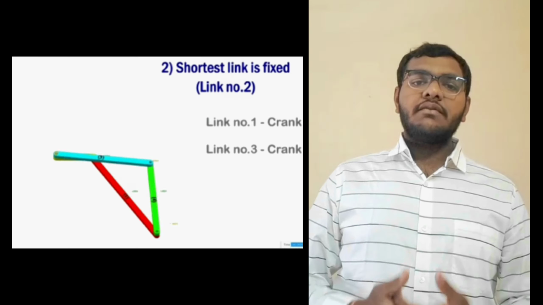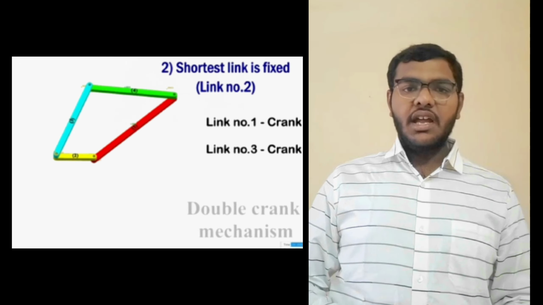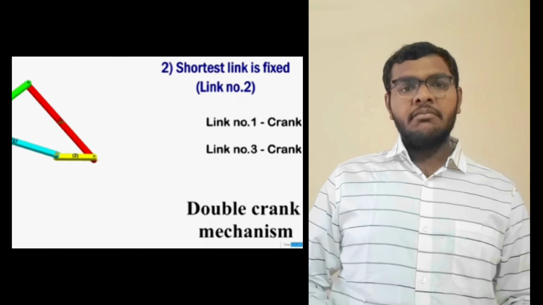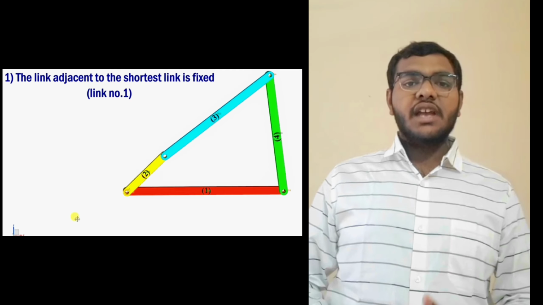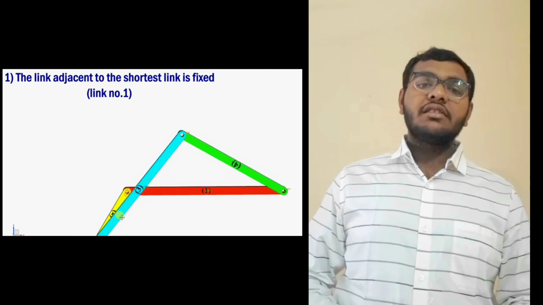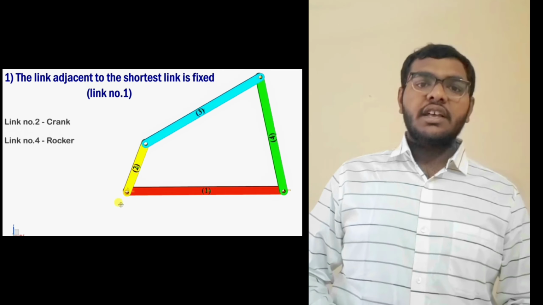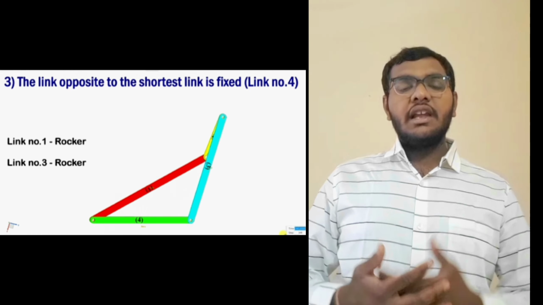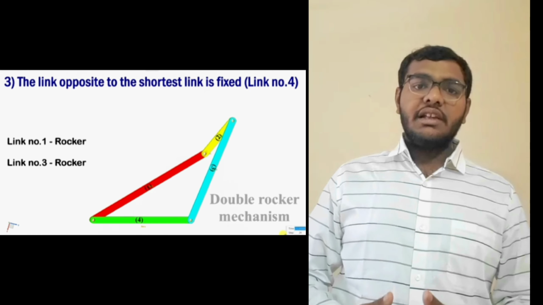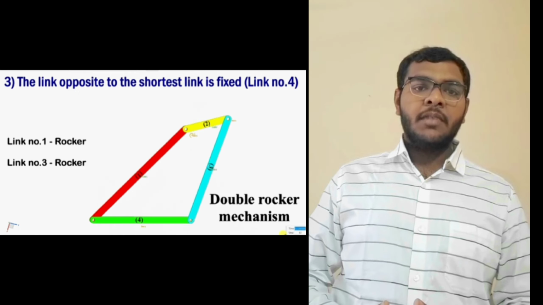The first case: if we fix the shortest link in the mechanism, we will get a double crank mechanism. The use of a double crank mechanism is the coupling rod of a locomotive. The second case: if we fix the link which is adjacent to the shortest link, then we'll get a crank and rocker mechanism. An example of a crank and rocker mechanism is the beam engine. And the third and last case: if we fix the link which is opposite to the shortest link, then we'll get a rocker mechanism. The rocker mechanism is very rarely seen in our day-to-day life.